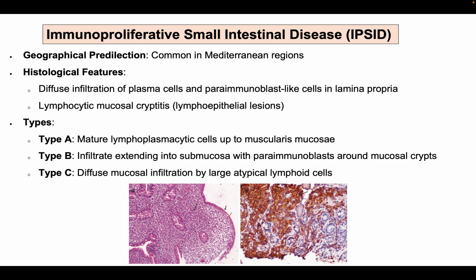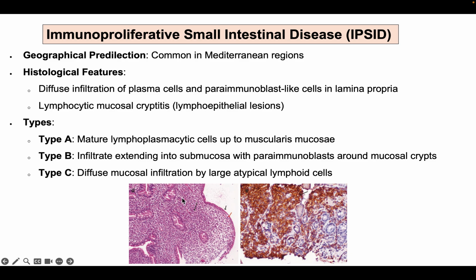Then the next condition is immunoproliferative small intestinal disease, IPSID. The geographical predilection is the Mediterranean region. Histopathological features are diffuse infiltration of plasma cells and para-immunoblast-like cells in the lamina propria, and lymphocytic mucosal cryptitis you can see here. The types are 3.